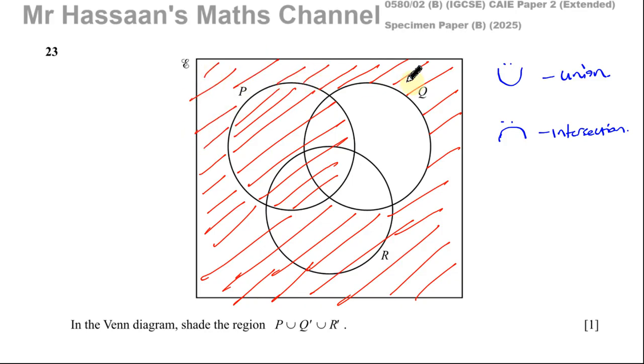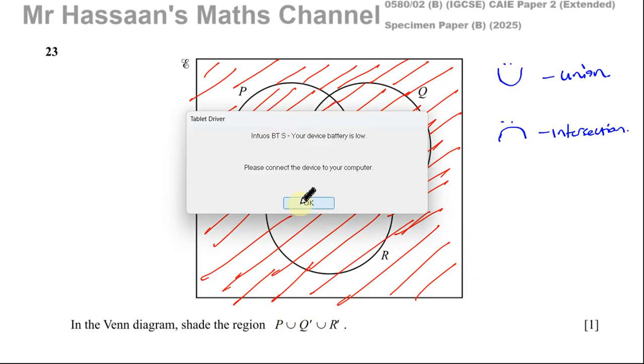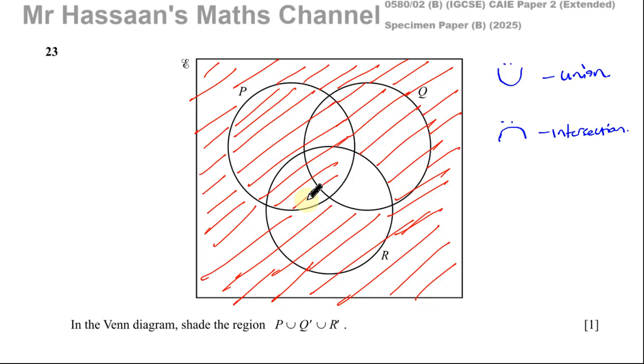And then I have to also shade everything outside of R. So everything outside of this circle has to be shaded. Most of it's already shaded apart from this part. It's the only part that's not shaded already. So now that's everything outside of R shaded, everything outside of Q shaded, and everything inside of P shaded. The only part left unshaded is this part over here. We've shaded the region defined by P union Q complement union R complement. So if it's union, if it's in, it's in. You can't kick it out again. It has to stay in.